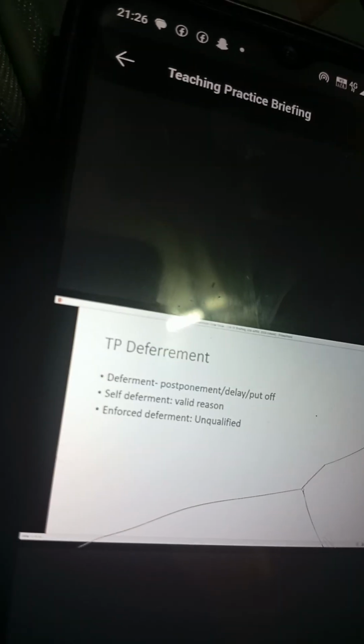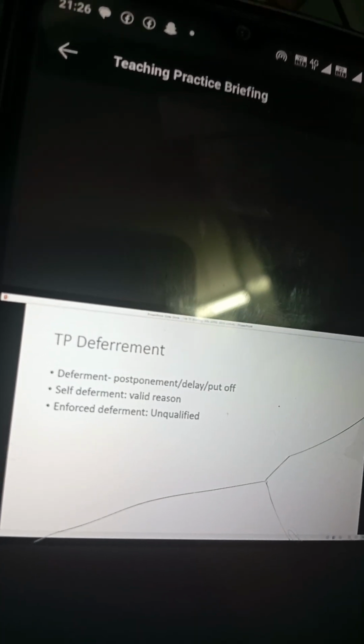Deferment can be self-deferment with a valid reason. Either you're expectant or you've not cleared your school fees, or probably you are engaged in something else. So you can defer your teaching practice. But you can also decline if you feel you don't have a good reason.